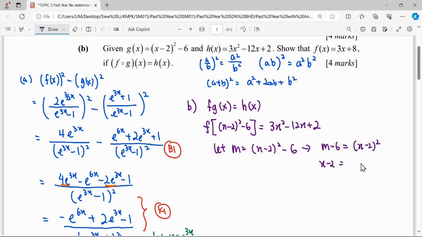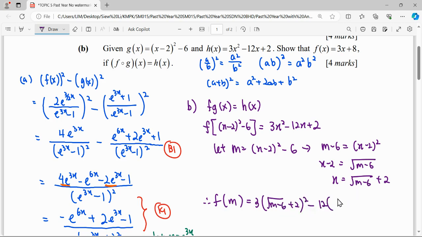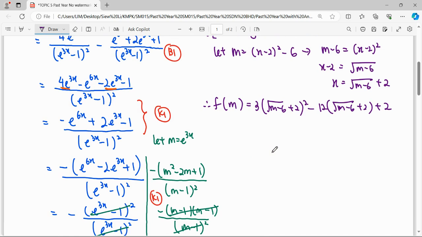So x minus 2 will be the square root of m plus 6. x will be the square root of m plus 6, plus 2. So this is the function in terms of m. Then 3x squared minus 12x plus 2. Now we manage to change f from so many terms. Now we can get f in terms of one term, which is m. Later on we only change to x. So simplify here.